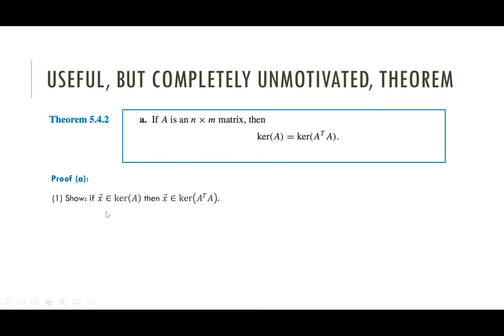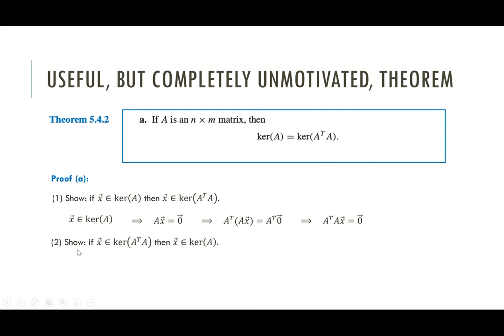Well, if we're doing this first, we assume x is in the kernel of A. And what does that tell us? Well, by definition of the kernel, that means Ax equals 0. And then we're just going to hit this equation on both sides by A transpose. Now, A transpose times the 0 vector is going to be 0. And so we get A transpose A x is 0, which means that x is in the kernel of A transpose A.